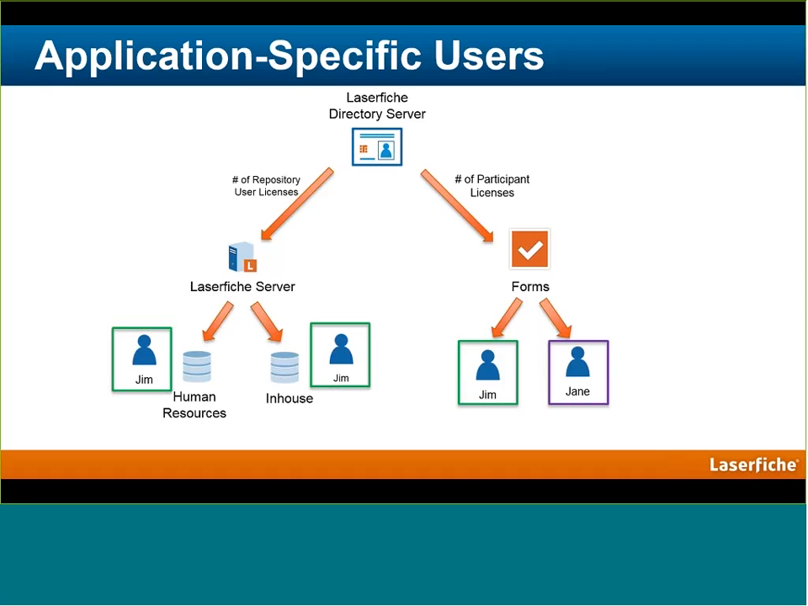In this example, Jim actually requires 3 licenses, 2 repository named user allocations, and 1 forms participant allocation, even though it's all the same user. Jane requires an additional forms participant license as well.